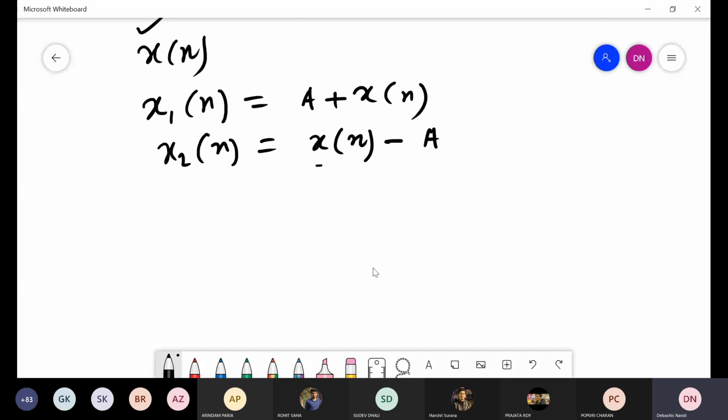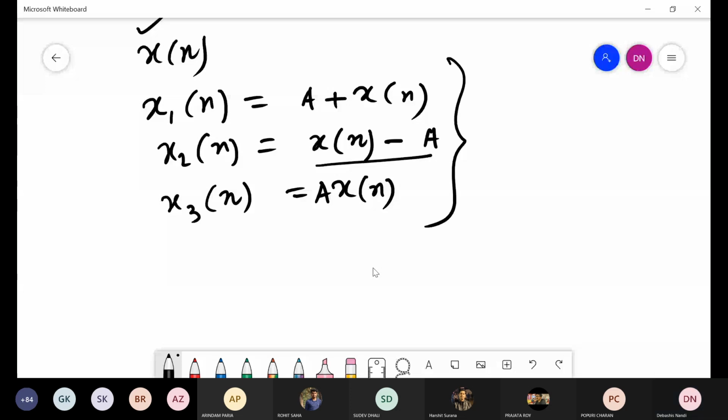Since you are operating on the dependent variable, either you are adding to or subtracting from the magnitude of the signal, so each sample value will either increase or decrease. But the time domain is not changing. Time domain means the signal will not be spread out or compressed due to this. And sometimes you can multiply some constant with x[n]. So these are the three basic things you can do, and other operations are also possible.